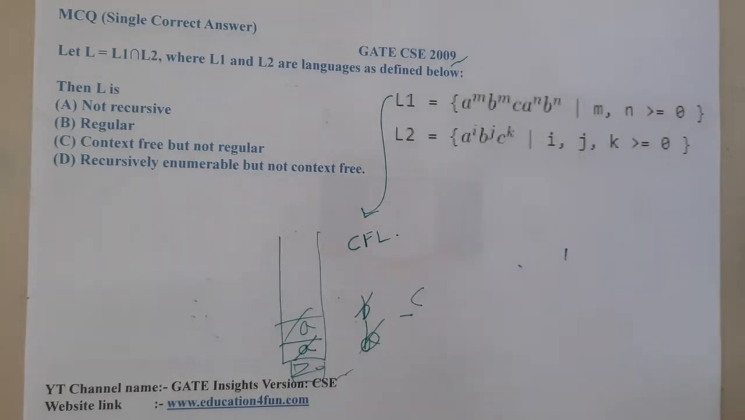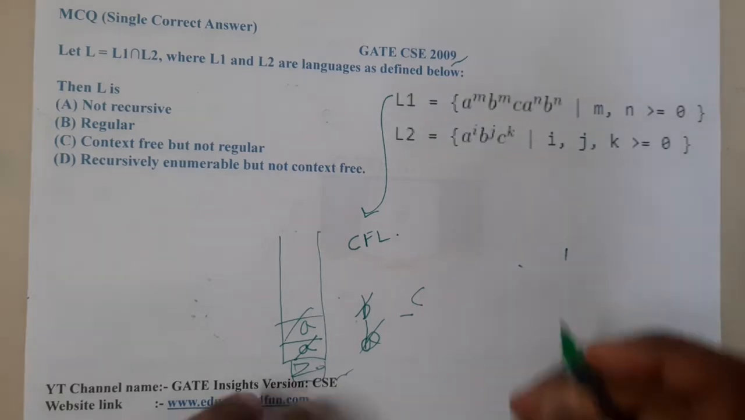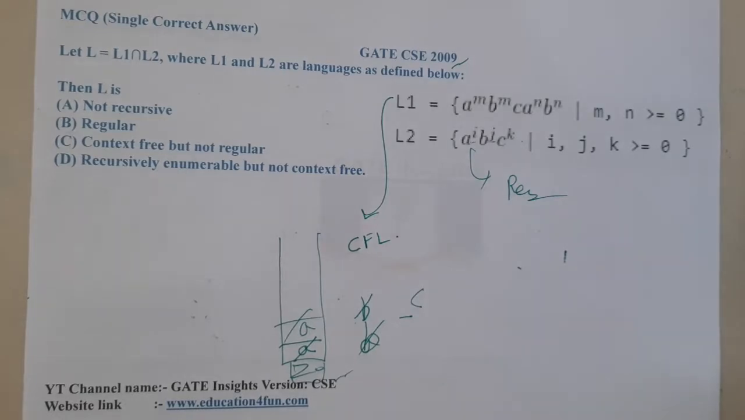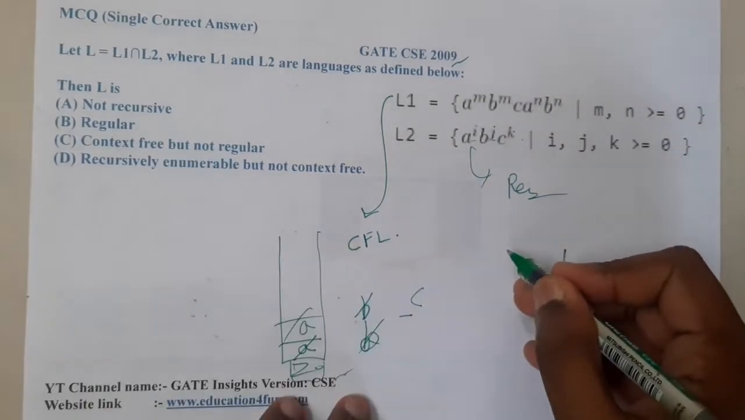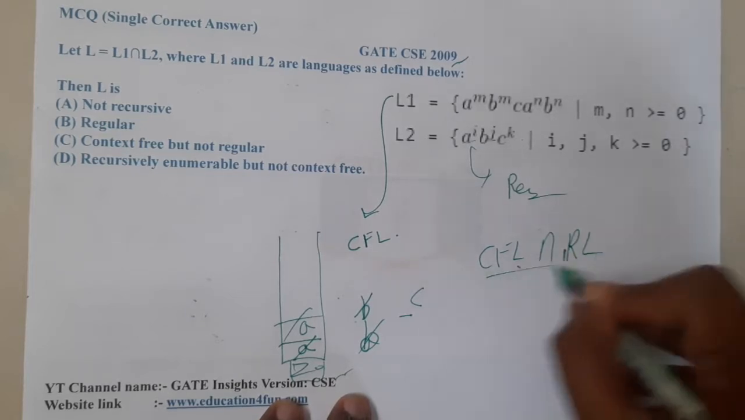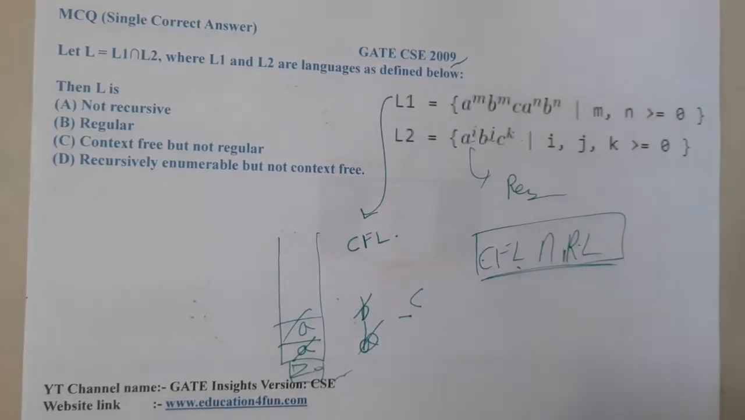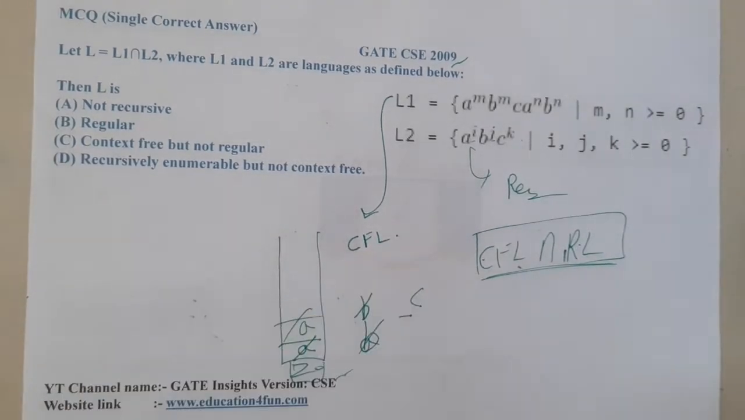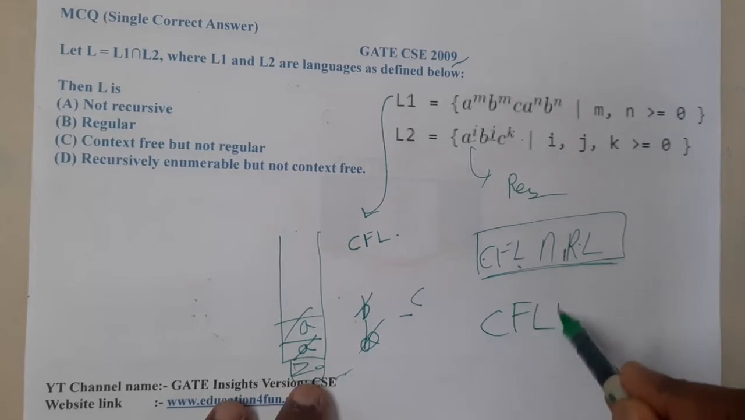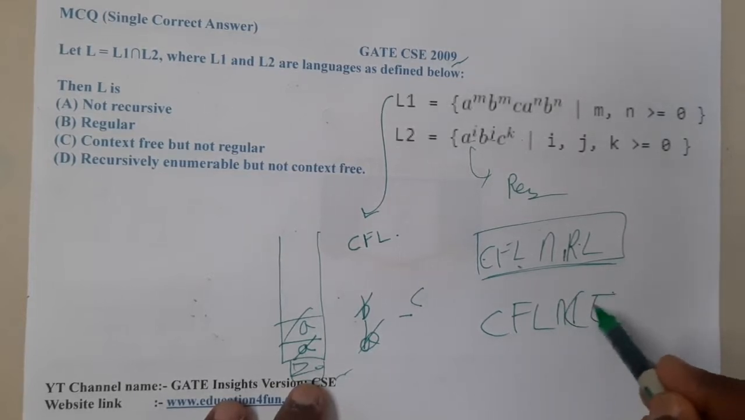In L2 we have a^i b^j c^k. Indirectly, the three variables are different, so I think we can do it with a regular language. Now they are asking what is the intersection between a CFL and a regular language. To be clear, we may not study the relation between CFL and regular language directly. But if a particular language is regular, can it be a CFL, guys? It is 100% sure it will be a CFL also. So it is indirectly CFL intersection CFL.